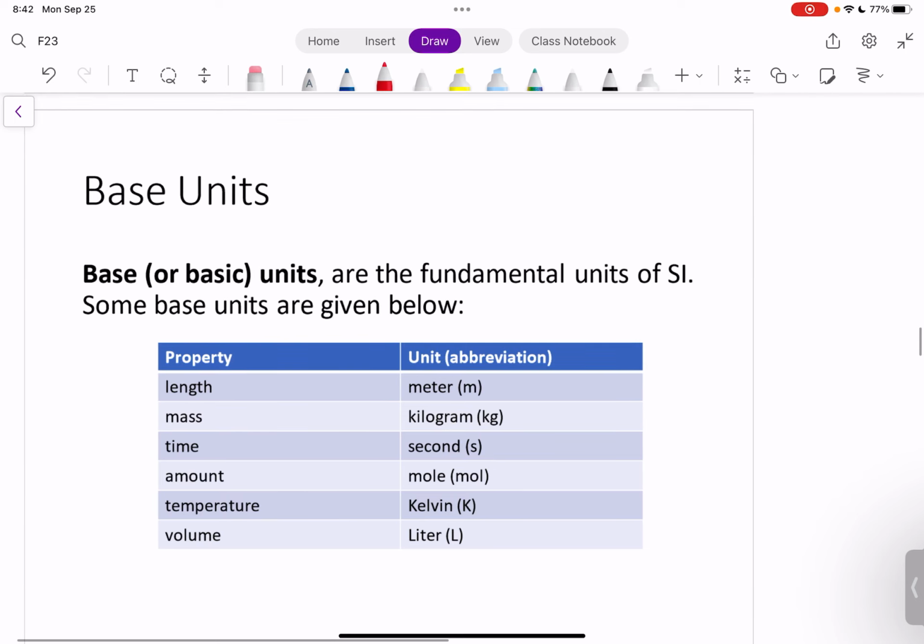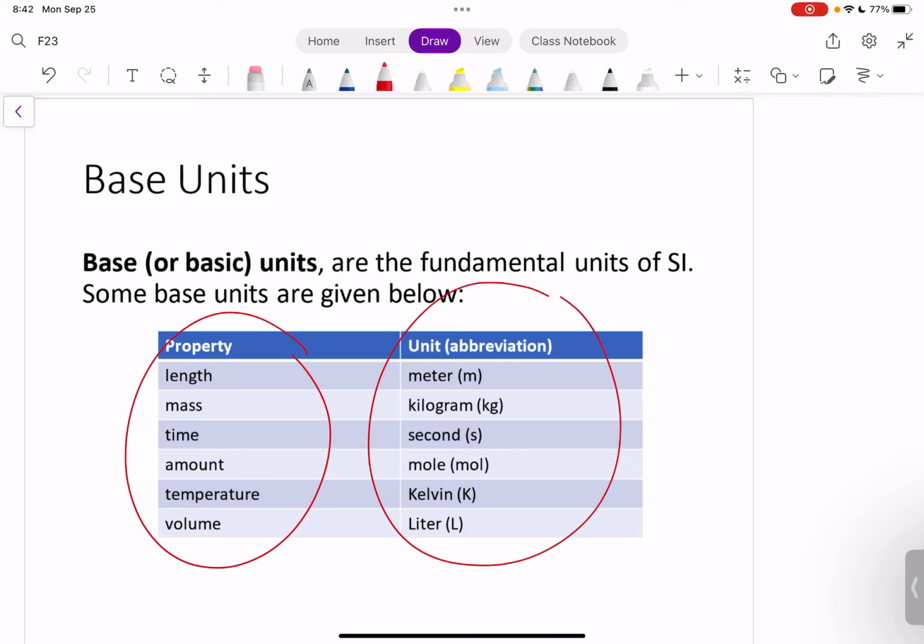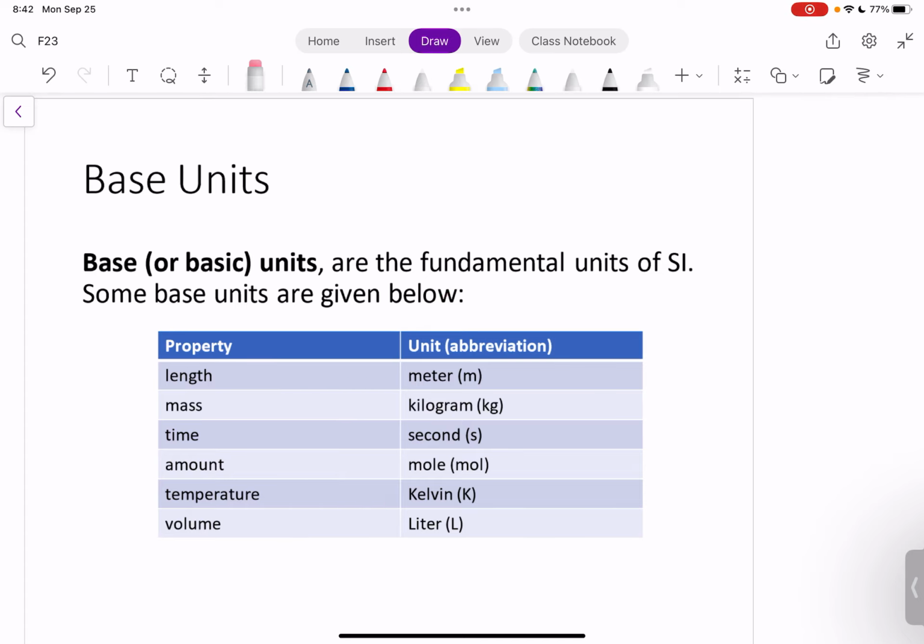Examples of some base units, which are the fundamental units of SI, are these here. The thing that you're actually measuring is over on the left, and the unit you're going to use to express that measurement is on the right. If you're measuring length, you're going to measure in meters. If you are measuring mass, you're going to report your number in kilograms, time in seconds, amount in something called moles, which we're going to talk about in the future, temperature in Kelvin, which we'll also talk about in the future, and volume in liters.